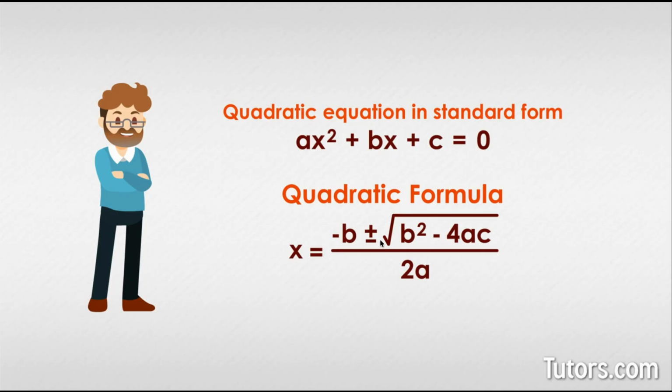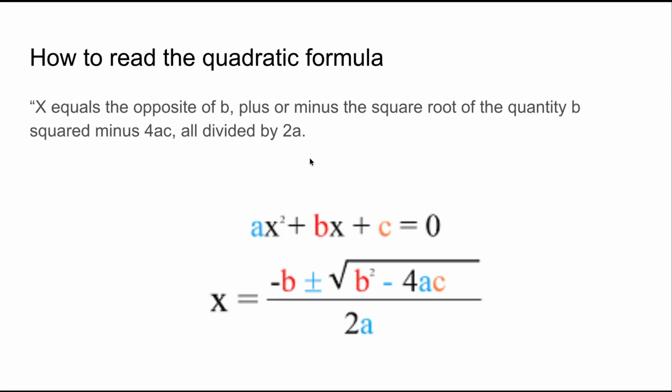So continuing on, we're going to take the square root of all of these numbers. So you're going to have b squared, whatever b is, minus 4 times a times c. And then you're going to divide all of that by 2 times a. Okay, and so here it is written again. This is how you read it.